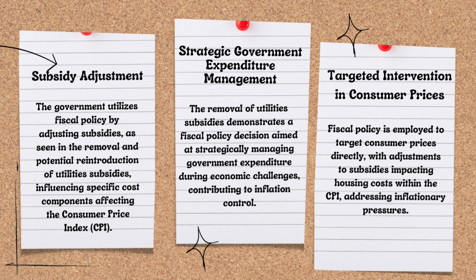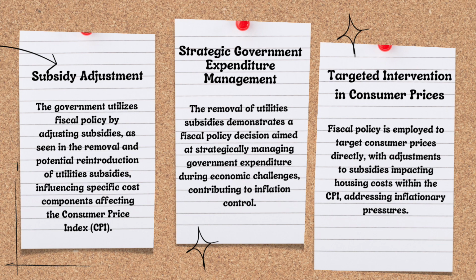Second, strategic government expenditure management. The removal of utilities subsidy demonstrates a fiscal policy decision aimed at strategically managing government expenditure during economic challenge, contributing to inflation control. Third, targeted intervention in consumer prices.